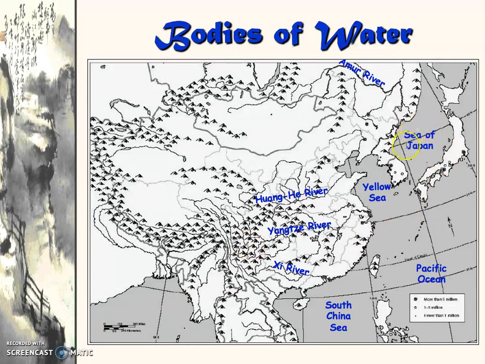Bodies of water, we did map this. So the Amur River, Huanghe, the Yangtze, the Xi River, South China Sea, Pacific Ocean, Yellow Sea, Sea of Japan. So we do see some major bodies of water that you guys did map the other day.